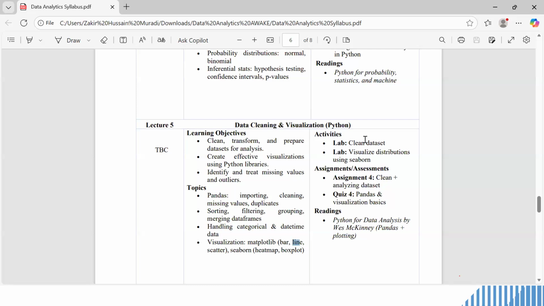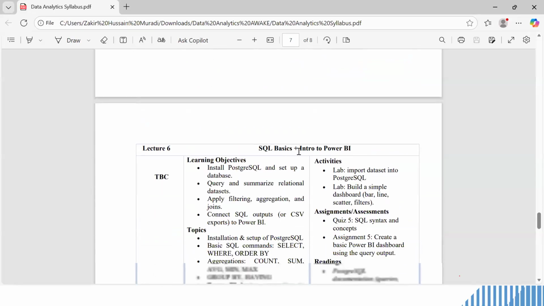And as part of this, you can see there are reading materials, the books that are assigned. Next are SQL basics and an intro to Power BI.